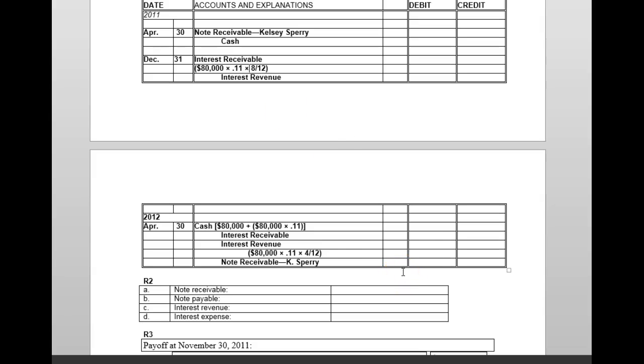So now we've come down on April 30th, and they're paying it off. You're receiving this cash. This receivable is still out there, so you need to get rid of it with a credit, and you need to record the 4 months of interest that is for this year, and that would be recorded as revenue. And then that would take care of that entire note. Do that in T account so you can see how that works.